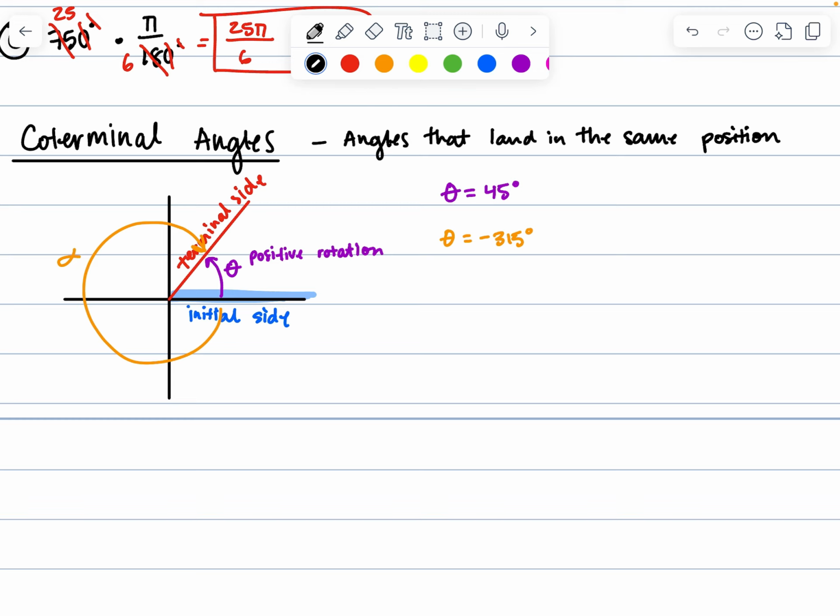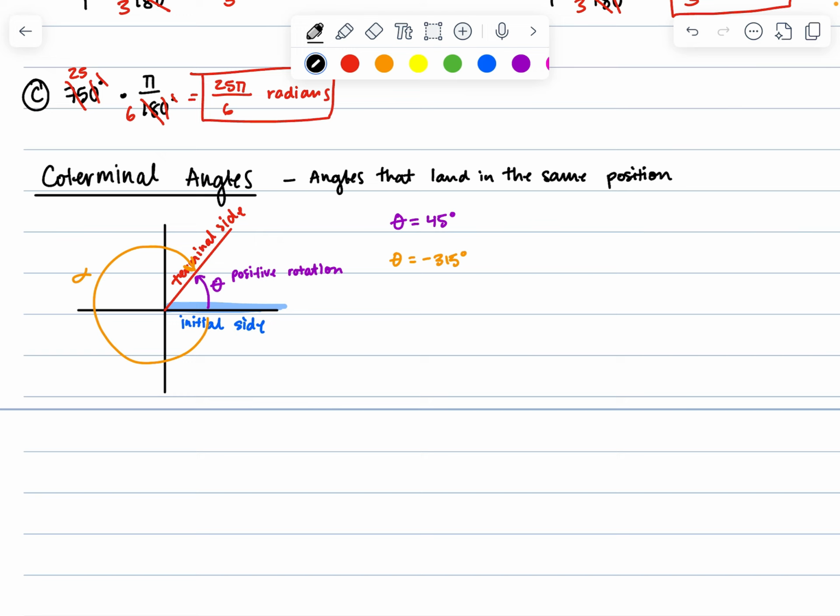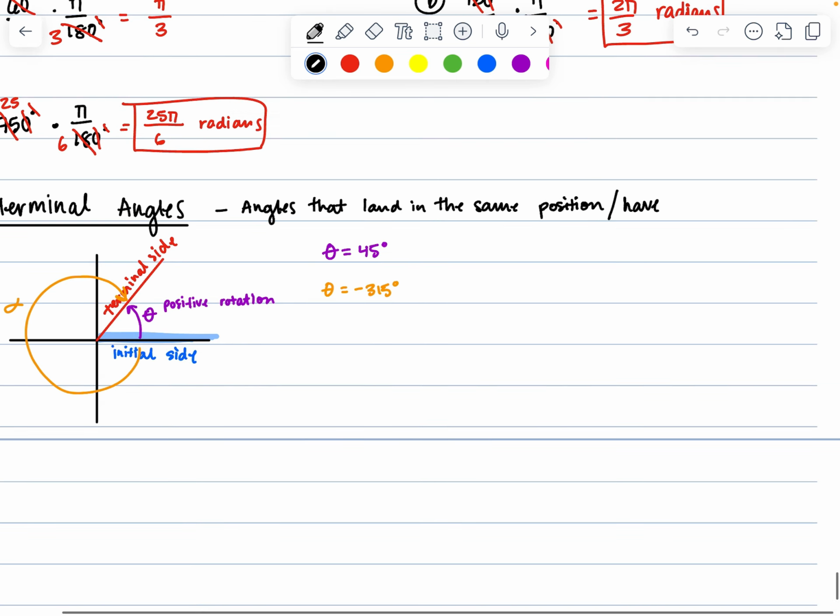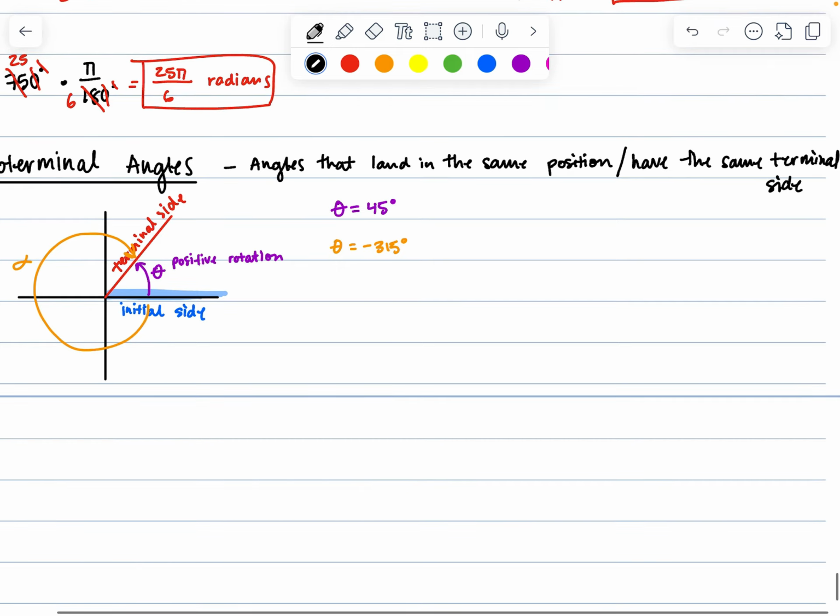Much like t values, like for instance 0 pi and 2 pi, they're landing in the same position, or negative pi over 2 and 3 pi over 2. Okay, so in other words, they land in the same position, or they have the same terminal side. Either way you want to think about it, it's the same idea. They are literally landing in the same position.